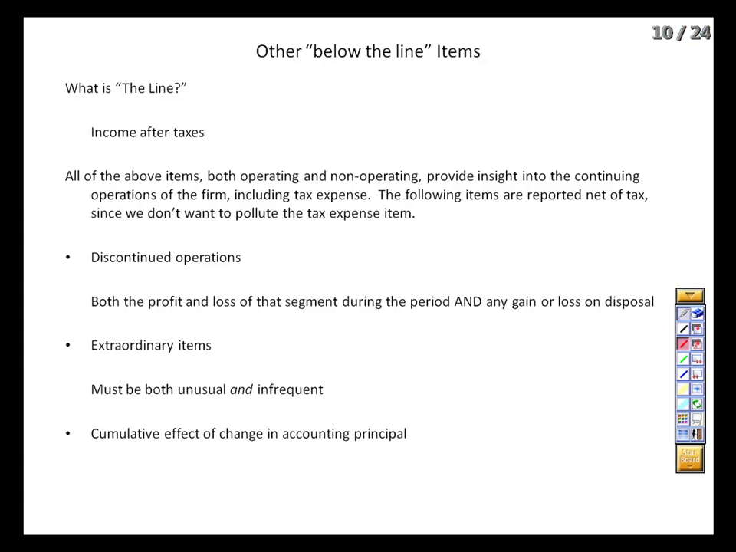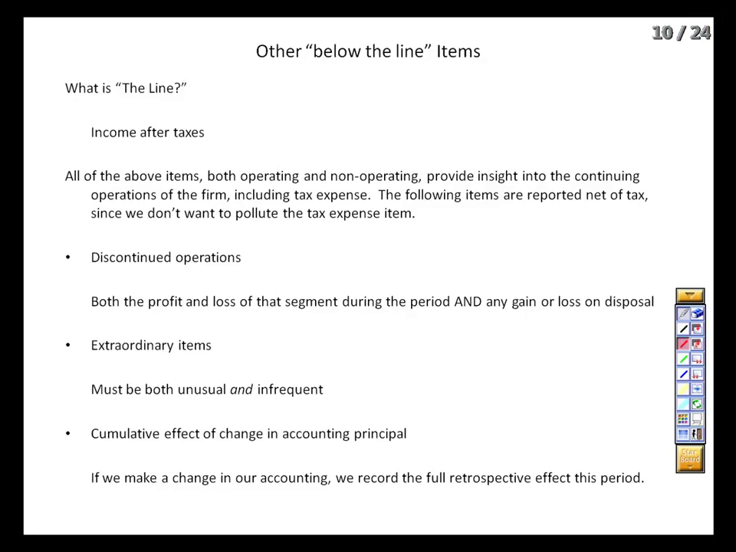Lastly, the cumulative effect of a change in accounting principle. If we change our accounting either voluntarily or by fiat from the FASB, we go back and pretend that we used that principle all along. And the net effect of that change on the income statement over all those years will get reported here. It's a change in the recognized wealth created by the firm for the shareholders, so it needs to be disclosed, but again won't directly help us with predictions of future earnings.